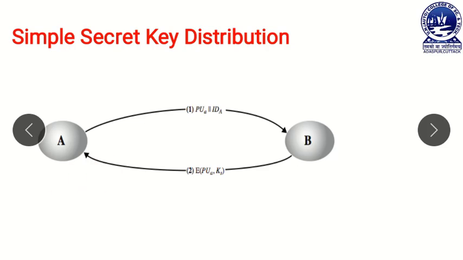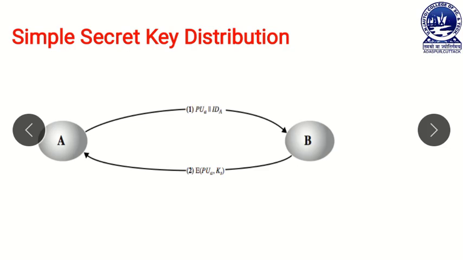Here, A generates a key pair which contains its public key and private key, and the public key is PUA and the private key is PRA. After generating the key pair, A sends its identity, that is IA, and the public key PUA to the receiver B. When the receiver B receives the public key of A and the identity of A, then B generates a secret key, that is KS.